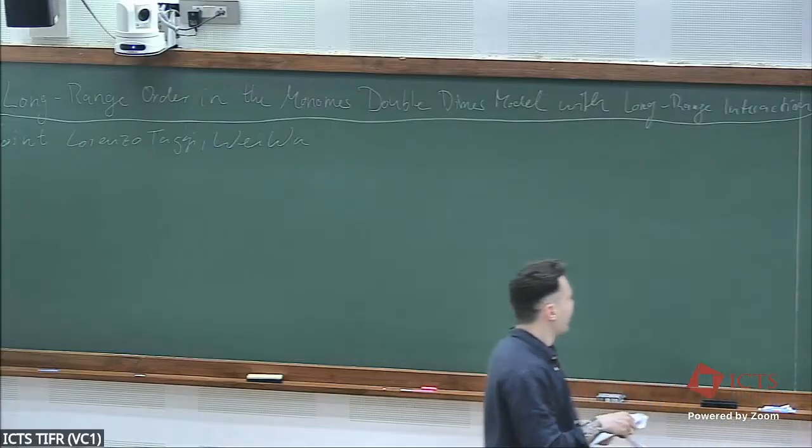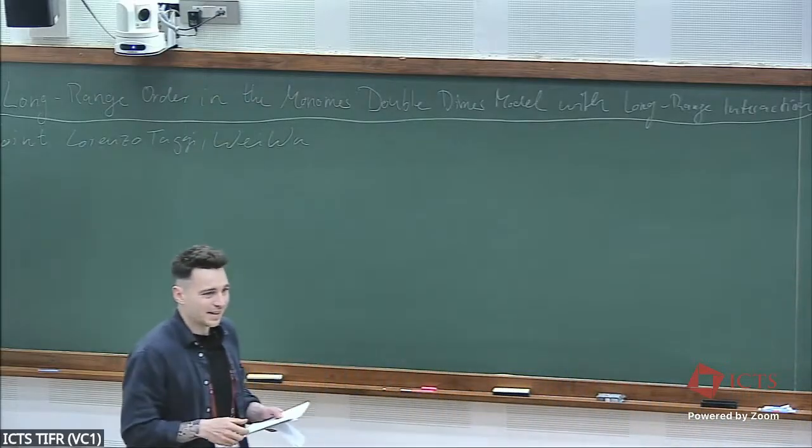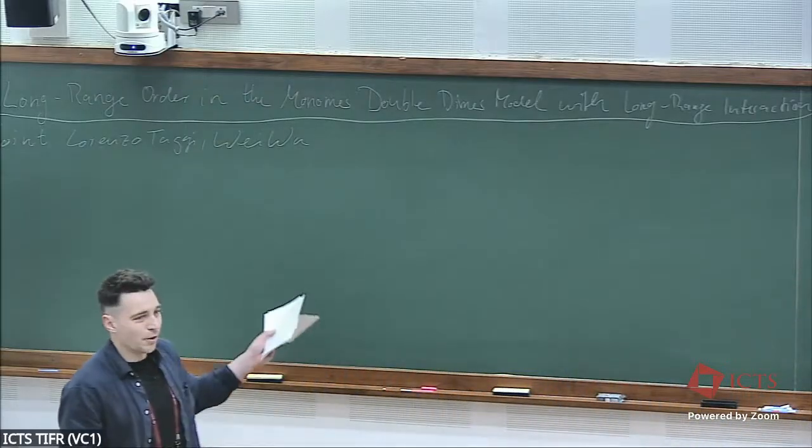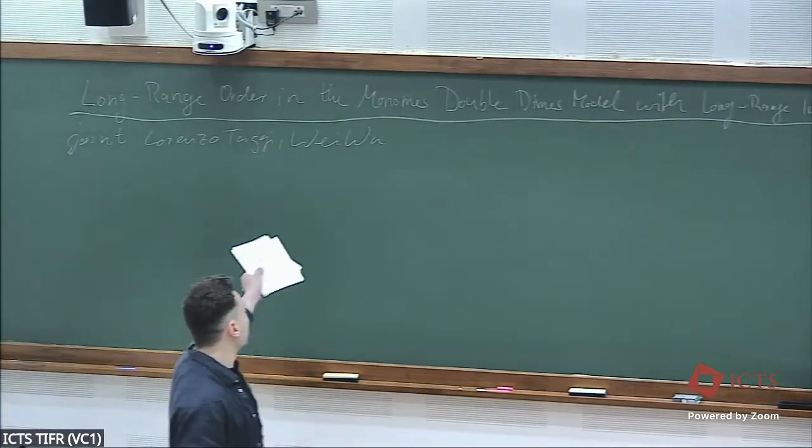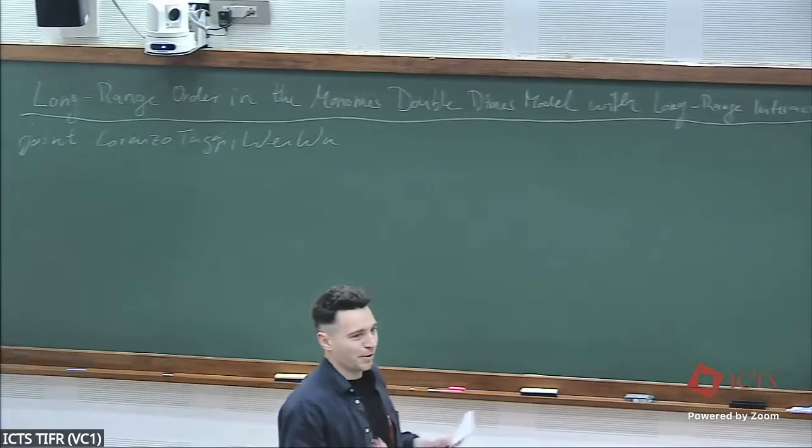Okay. So it says monomer double dimer model with long-range interactions. Yeah, no, but it's: Long-range order in the monomer double dimer model with long-range interactions.